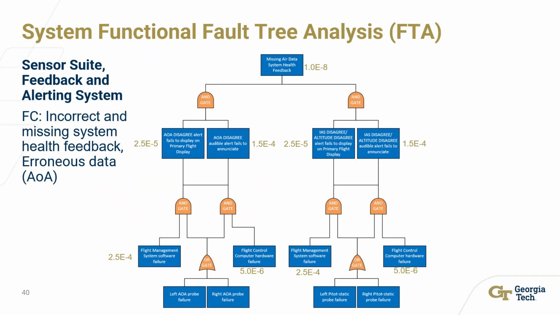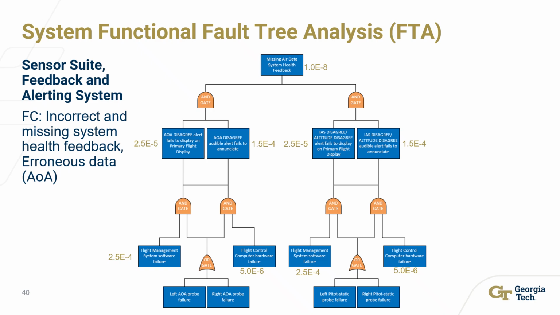This fault tree analysis is for an AOA disagree that is not annunciated to the aircrew and deals with the sensor suite and feedback and alerting system functions. This fault condition was selected because the 737 MAX aircraft fleet prior to the accidents did not show an AOA disagree alert on their flight display unless the airline selected that option, which was a contributing factor to the accidents.